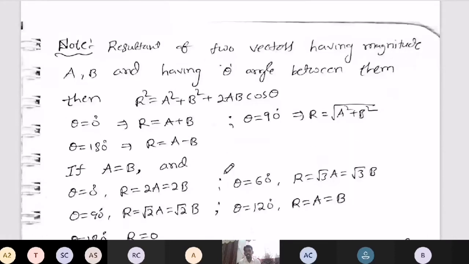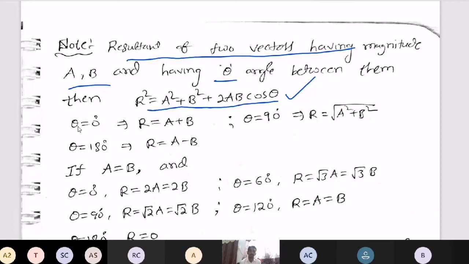Now, I have given clearly how to find the resultant of two vectors also here. For two vectors having magnitudes A, B and angle theta, the resultant formula is R square equal to A square plus B square plus 2AB cos theta. This is the resultant magnitude formula, where theta 0 means resultant A plus B. Theta 90 means resultant under root A square plus B square. Theta 180 means opposite direction, A minus B or B minus A.